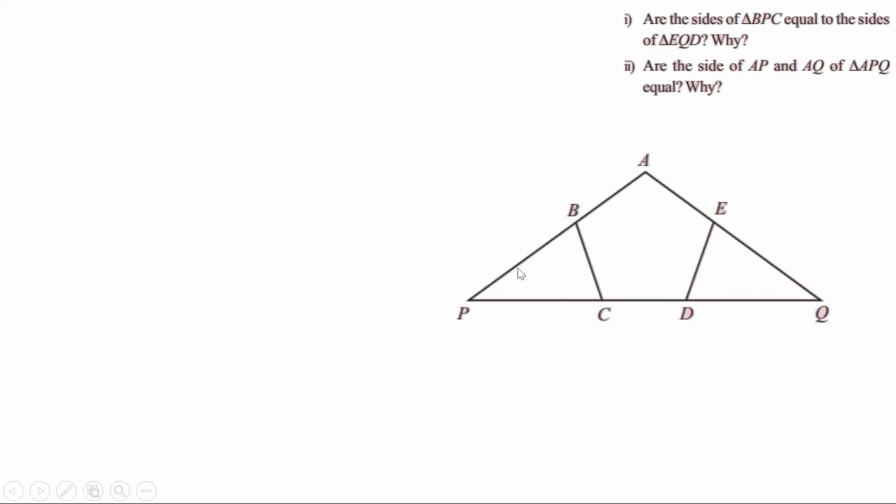We have to check whether the sides of triangle BPC and triangle EQD are equal or not. Given that the sides of this pentagon are equal, therefore BC and DE are equal. Also given that the angles of this pentagon are equal, therefore these two angles are also equal, that is angle ABC equals angle AED, and therefore these two angles are also equal. The sum of these two angles is 180, and the sum of these two angles is also 180.